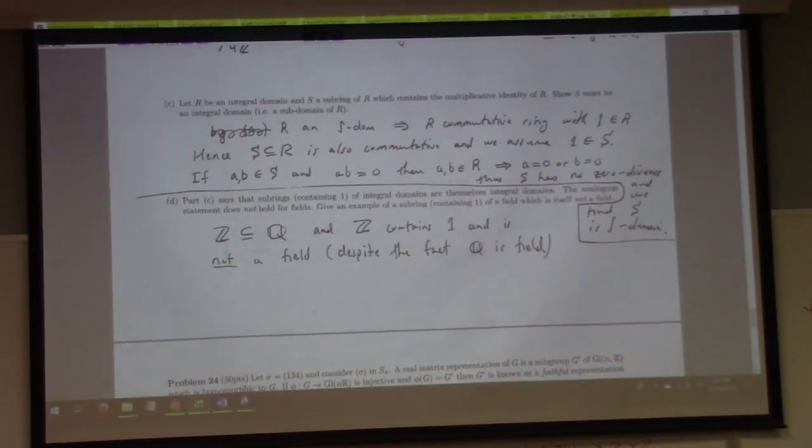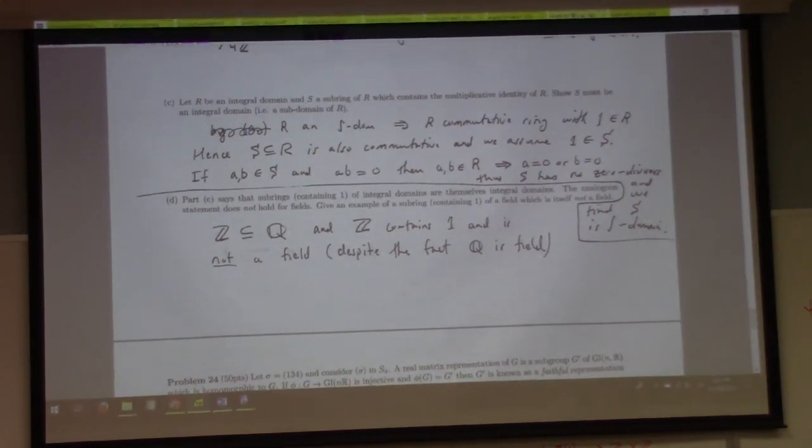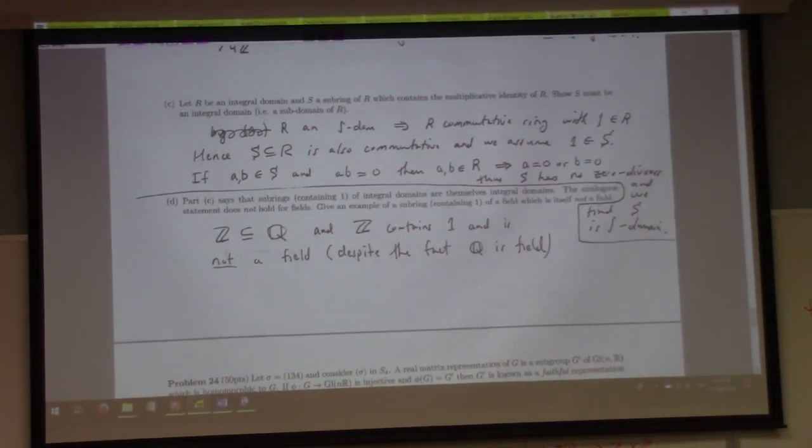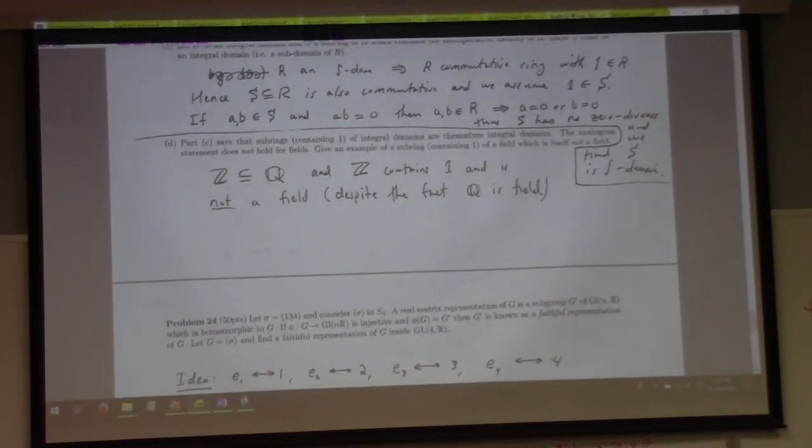Part C says that subrings containing one of integral domains are themselves integral domains. The analogous statement does not hold for fields. Give an example of a subring containing one of a field which is not itself a field. So, all right. Obviously, integers are good examples.